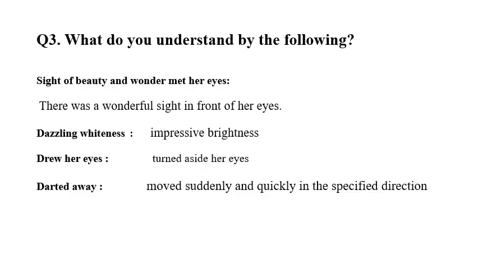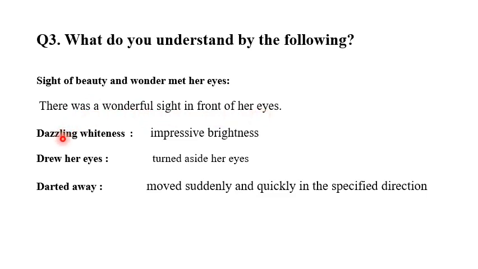For solving such kind of questions, I would suggest you to reread the text and try to understand these sentences in the text and understand their meaning. The first statement is, sight of beauty and wonder met her eyes. The meaning can vary according to the text. So according to the text, Alice and the Pigeon, the meaning of this statement is, there was a wonderful sight in front of her eyes. And they are talking about Alice.